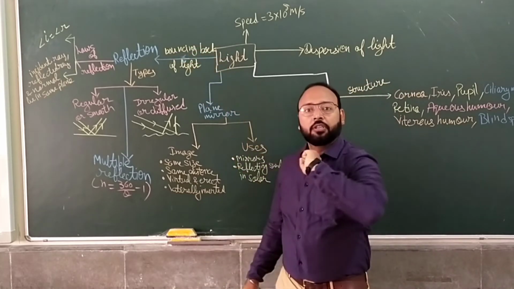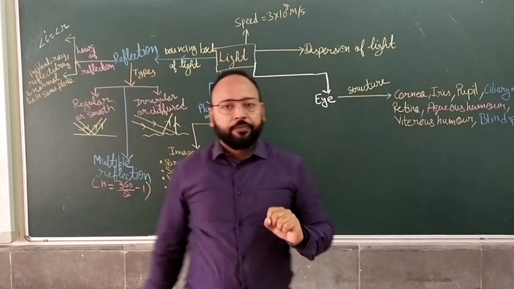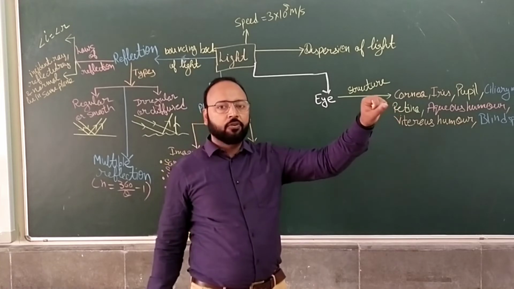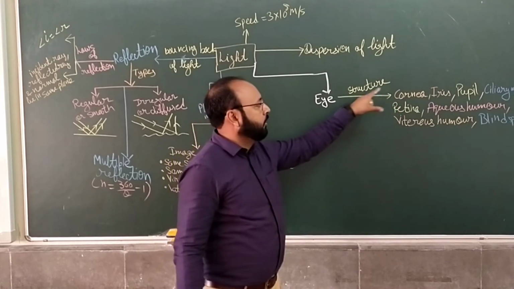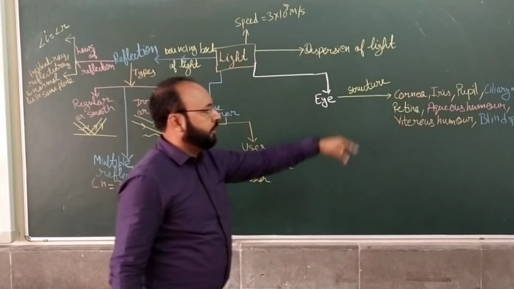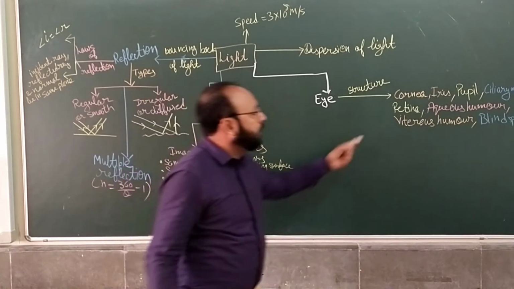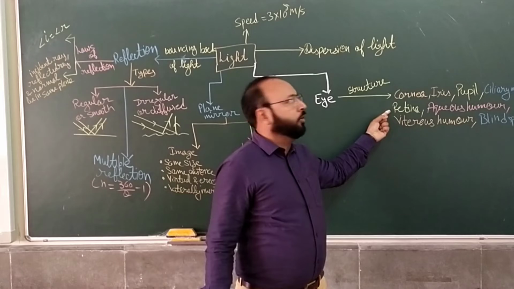So how does this work? Right? That is the accommodation. That is the ability to change the focal length. That is accommodation, power of accommodation. So that is all done by these components. That is iris and pupil. Then ciliary muscles will hold the eye lens in its position. Retina, the image will be formed on retina.